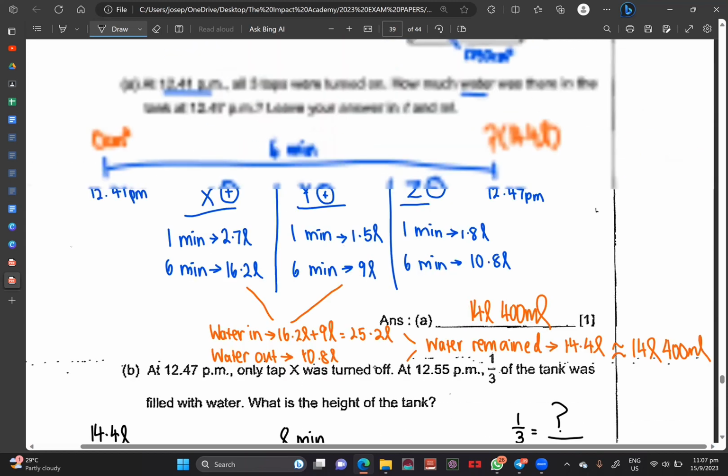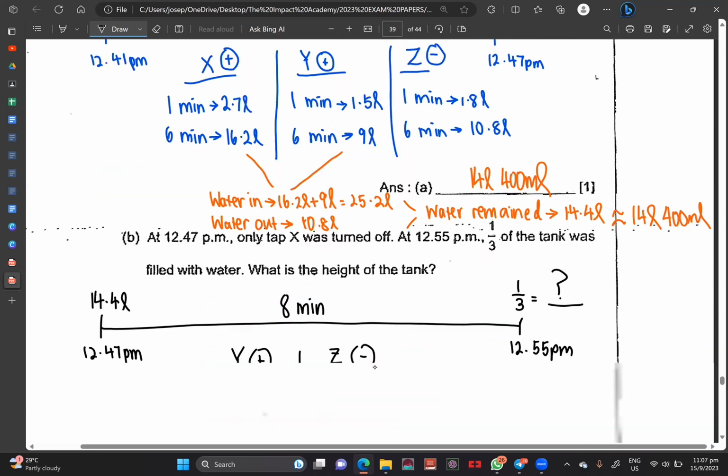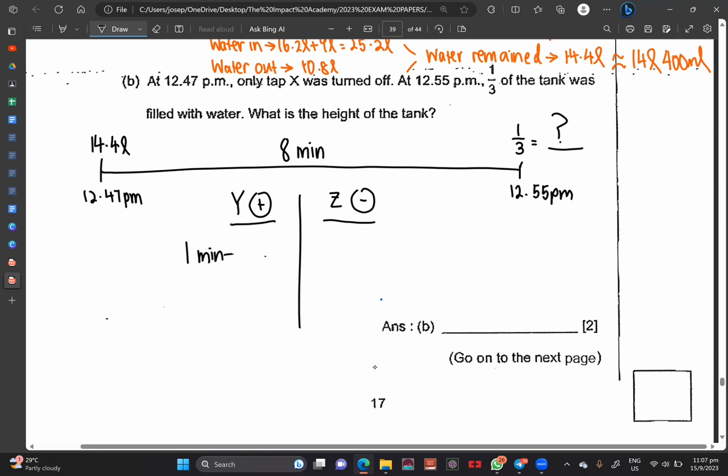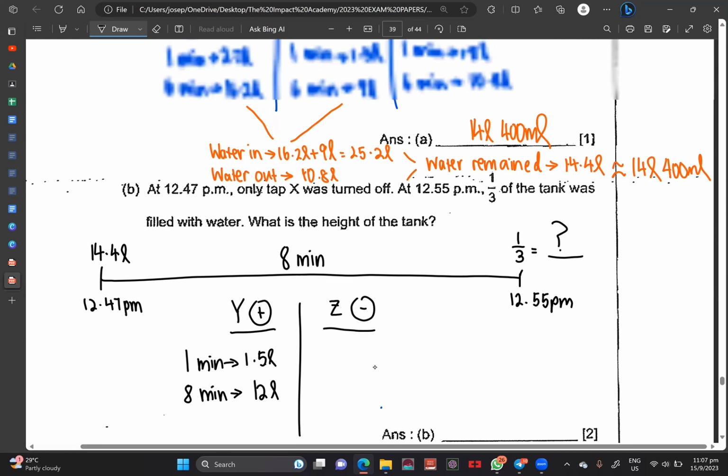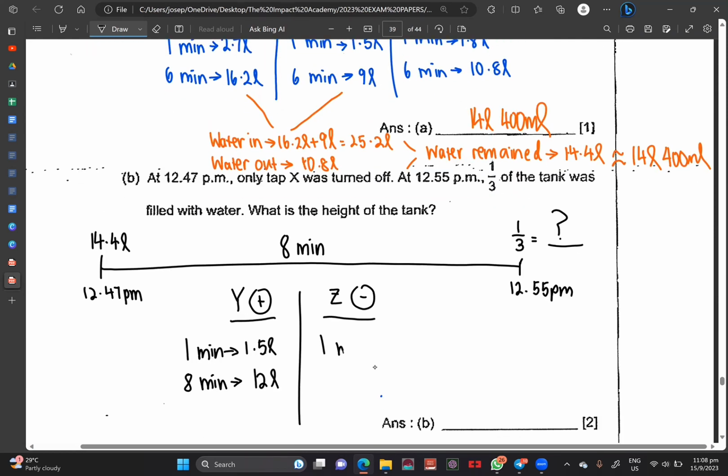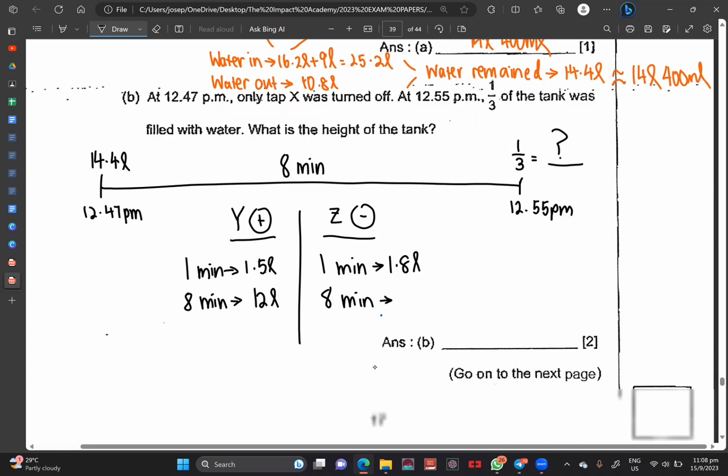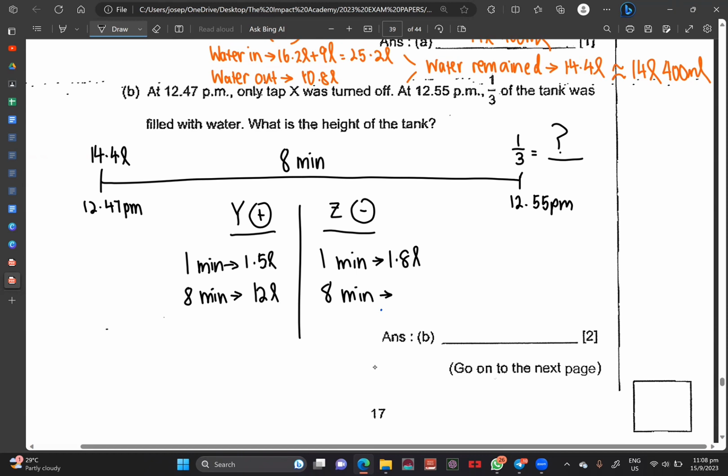For Y, as you can see over here, it is 1 minute, 1.5 liters. The process remains the same. 8 minutes will therefore be 1.5 times 8, and therefore this is 12 liters for Y. For Z, it's 1 minute, 1.8 liters. I switch Z on for 8 minutes, so that means it is taking water out of the tank for 8 minutes, which is not the best thing. And when we do 1.8 times 8, we get an answer of 14.4 liters.